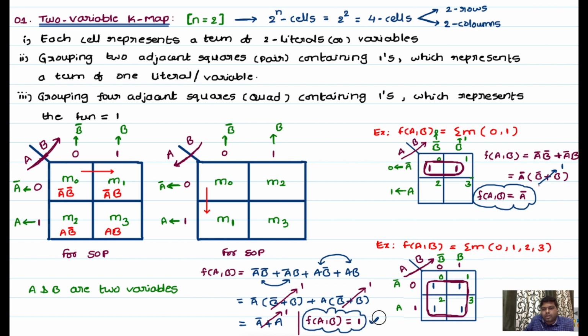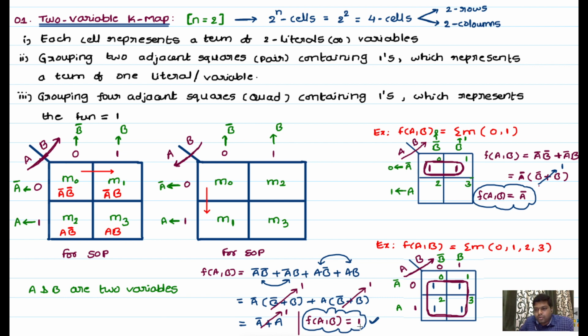This is your answer. So once you read this third statement, grouping 4 adjacent squares containing ones which represents the function value equals to 1. So here what you will get, f of a b equals to 1. That means the function value equals to 1. When is it possible? When all the available cells, all the available square boxes, are containing ones, then you will get the function value equals to 1.